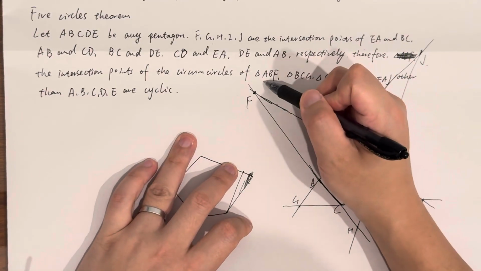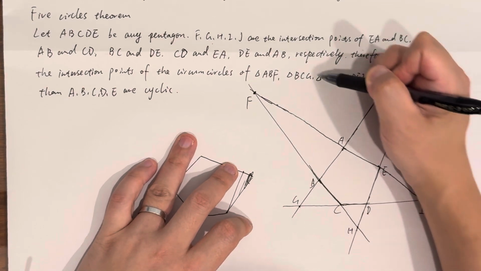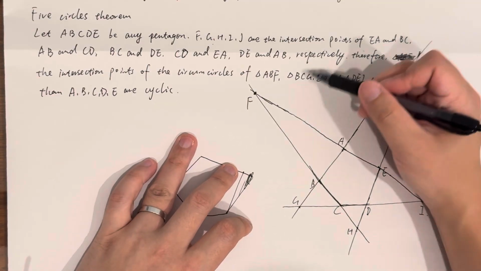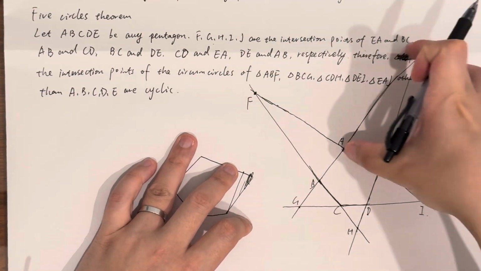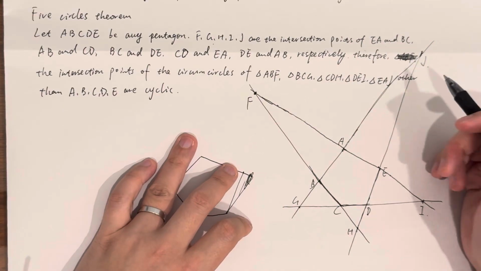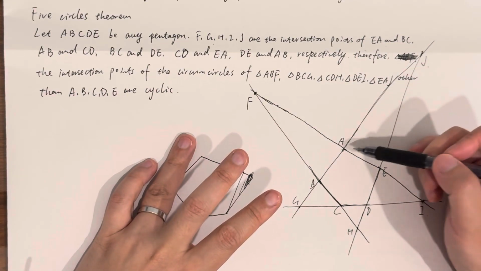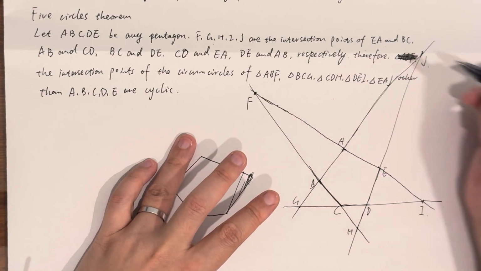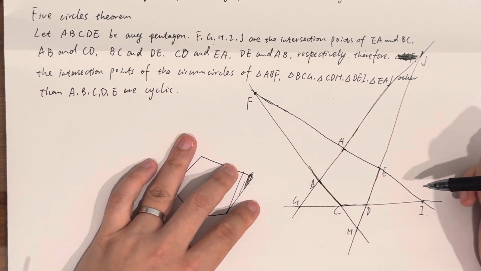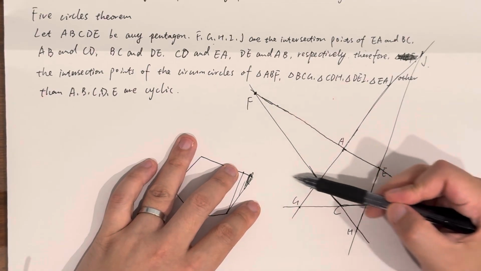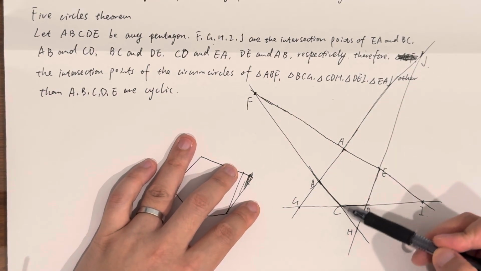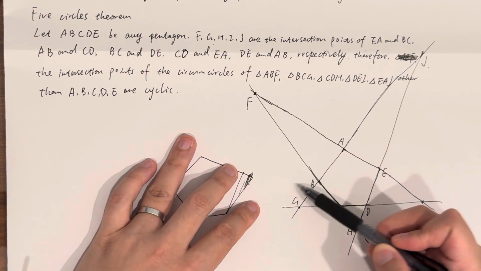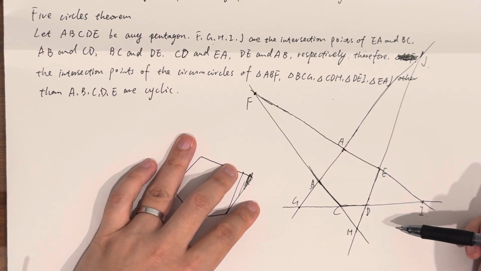What it is saying is that if we draw a circumcircle of this triangle, and we draw a circumcircle of the triangle JAE, these two circles have two intersection points. One intersection point is A, and they have another intersection point around here, right? And the circumcircle of this one and the circumcircle of this one have two intersection points. One is point B, and there is another one, right?